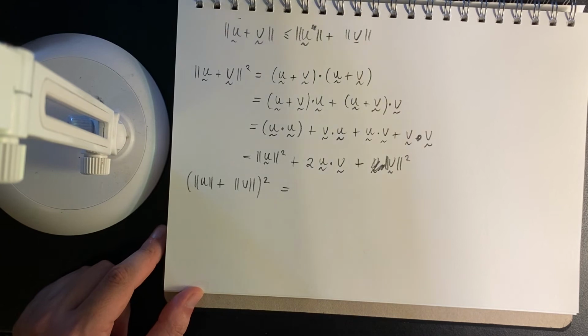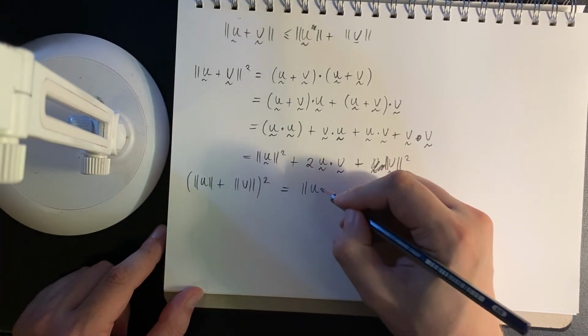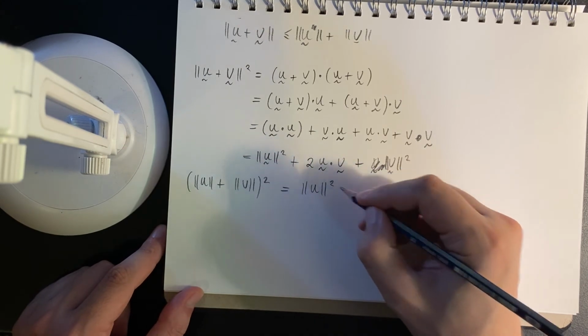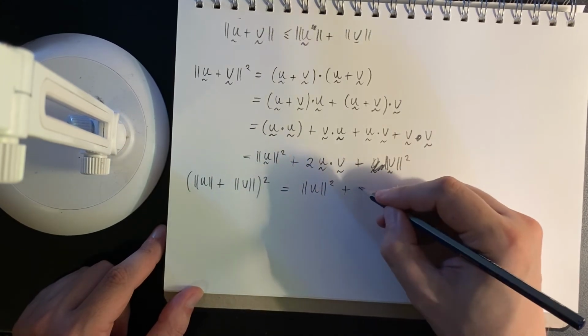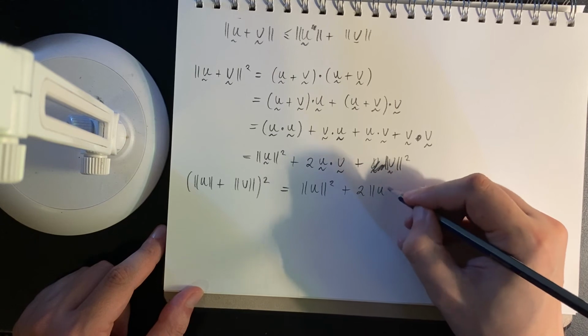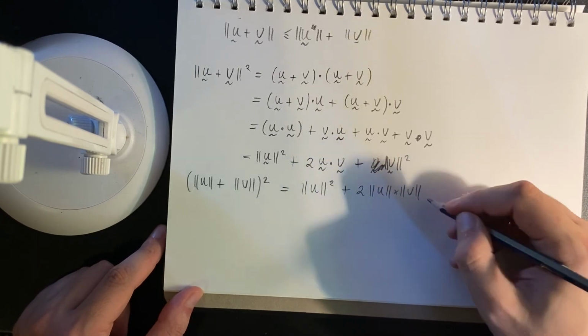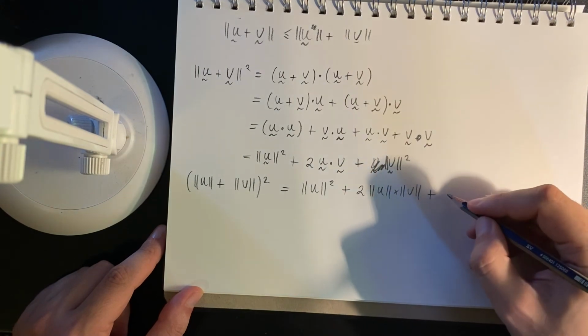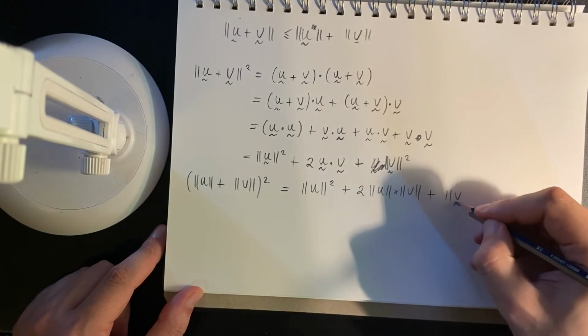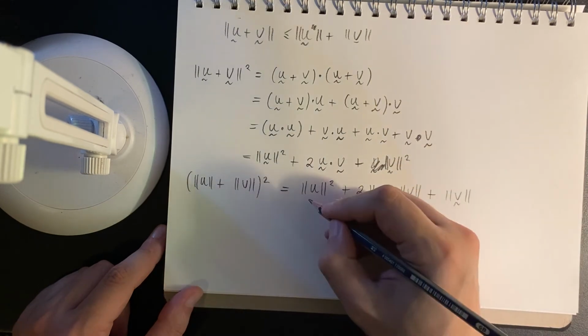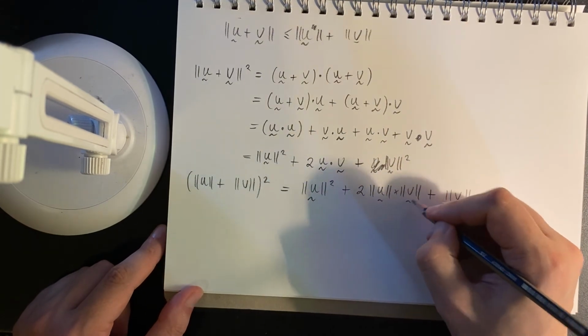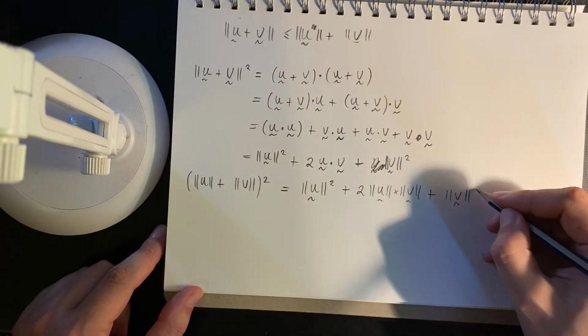We just do binomial expansion, because remember, these are just real numbers, so we have the magnitude of u squared plus 2 times the magnitude of u times the magnitude of v plus the magnitude of v squared. I'm being a little lazy with my tildes. They're all there. Imagine the tildes are all there.